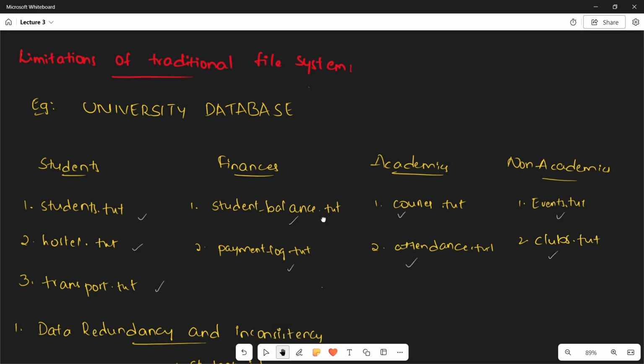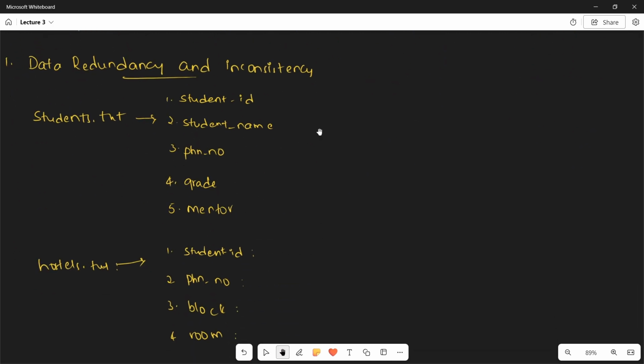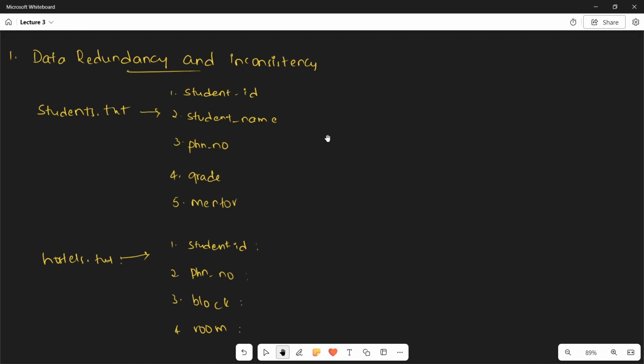So, the first limitation is data redundancy and inconsistency. In traditional file systems, data is often duplicated across multiple files. For example, we can see that student ID and phone number have been repeated multiple times, even in hostels.txt. Like student ID, we have phone number again in hostels.txt, right? So this is redundancy, whereas DBMS makes sure that there is no redundant data using normalization.